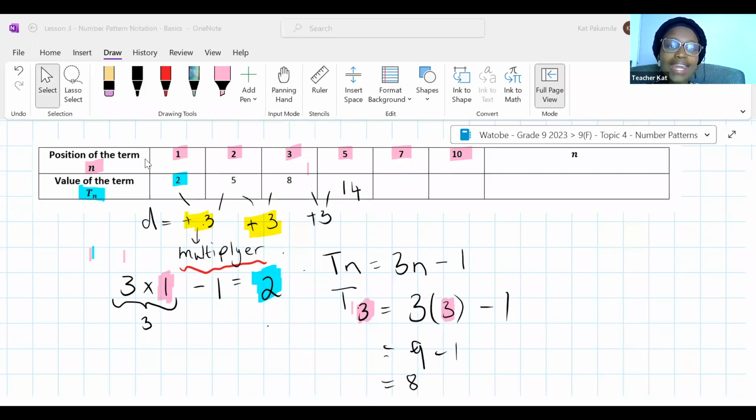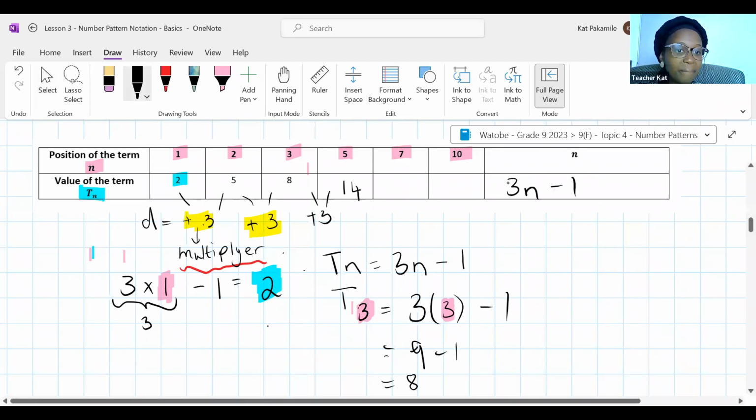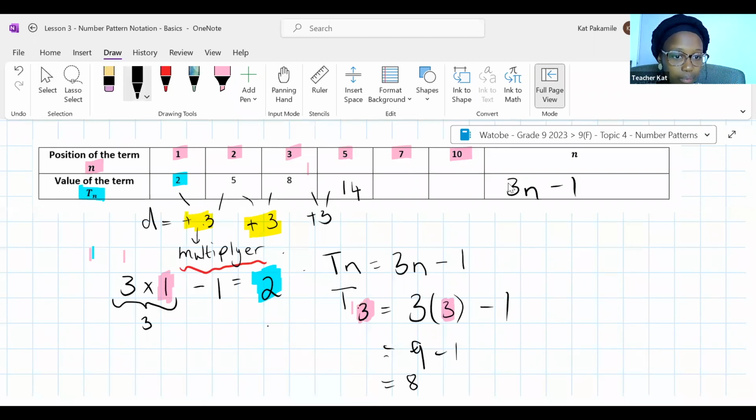So where it says N, that's where you're going to write this formula. In position N, in whichever position, our general formula is going to be denoted by 3n minus 1. Before I write that down, does everybody understand what I'm saying? Let me know in the chat. Yes, we do. Okay, guys, once you have this, you don't have to write down a long list, right?